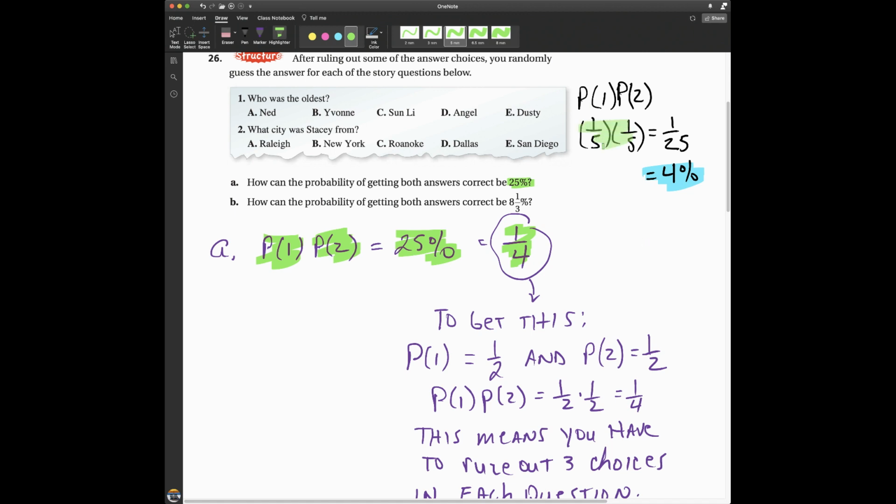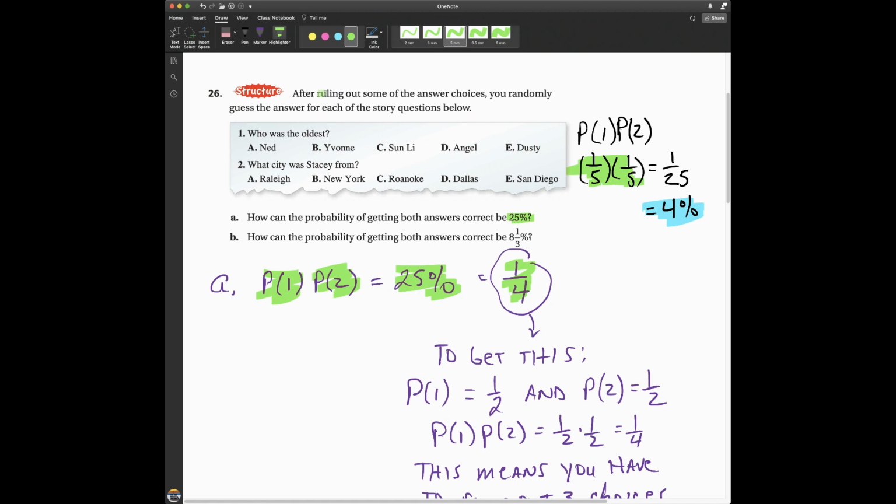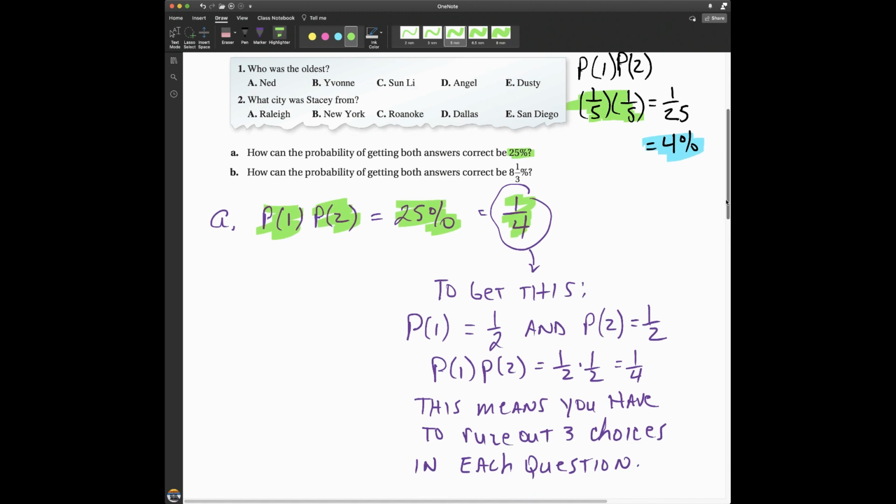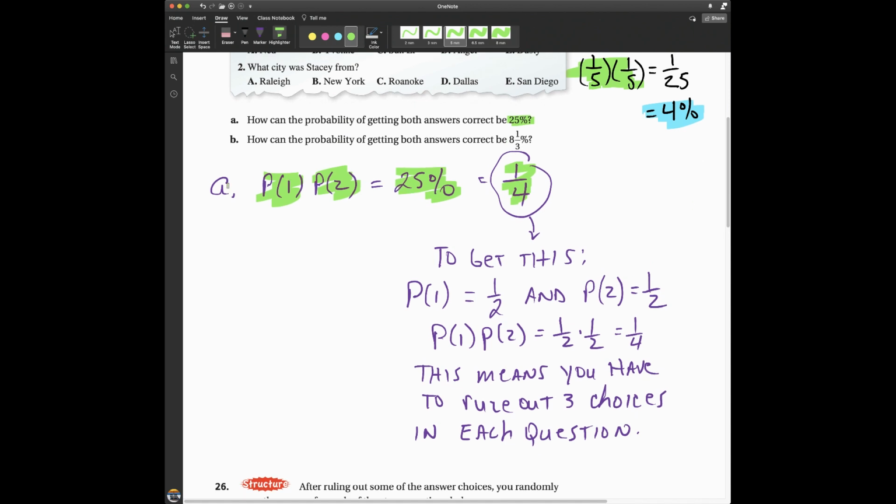All right, so how can I do that? Well, look at these two probabilities up here. If I get the first one correct, it's 1 out of 5. There are 5 possible outcomes. And the problem says you want to rule out some of the answer choices. Okay, so I'm going to get rid of some of these answers and then guess. How can I get 25%? Well, I can do that if the probability of getting the first one correct was 1/2, and the probability of getting the second one correct was also 1/2.